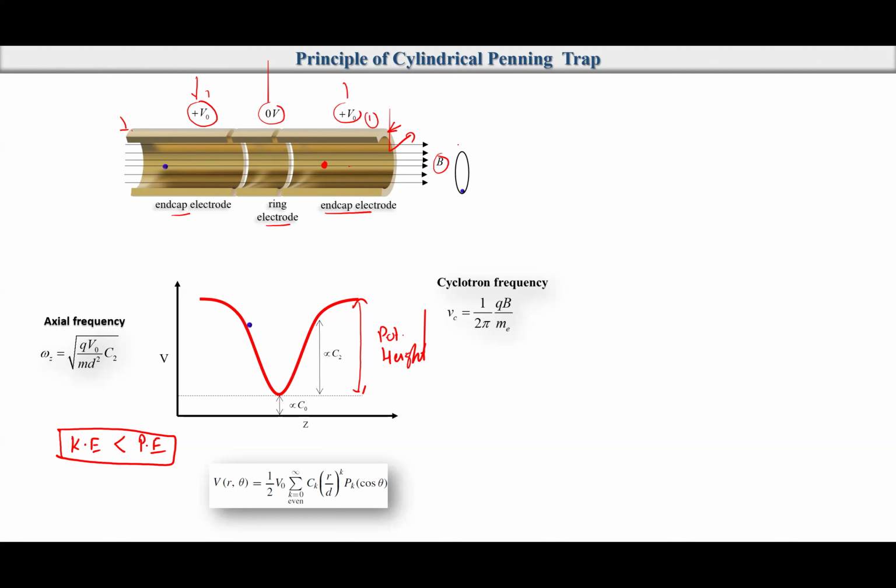Is this clear? A basic understanding of the ion trap. Any question up till here?